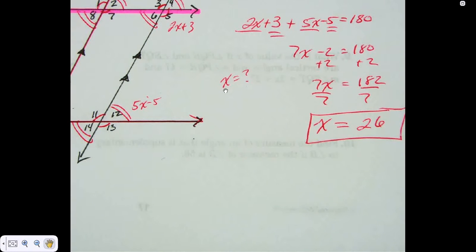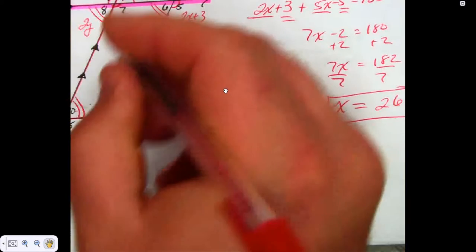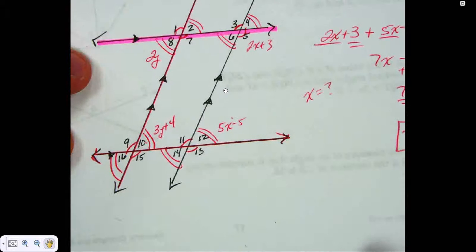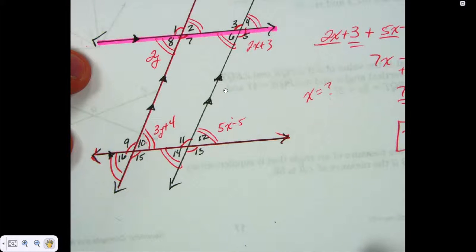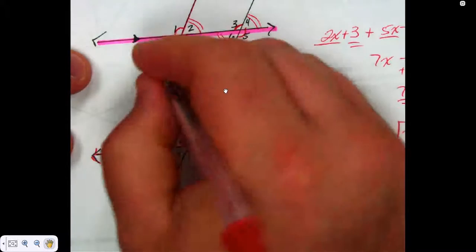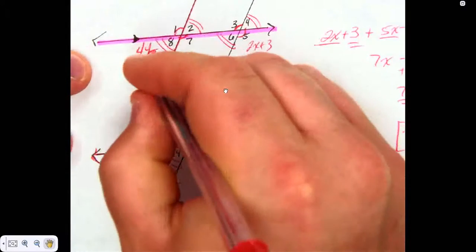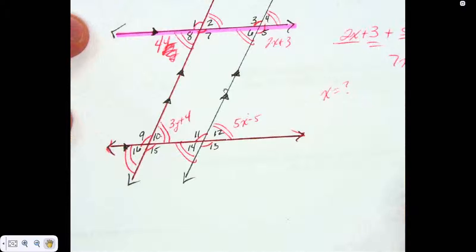x equals 26. Well, however, if over here they gave you that this was 2y and this was 3y plus 4, what's y equal to? Or let's make this 4y. Find y.